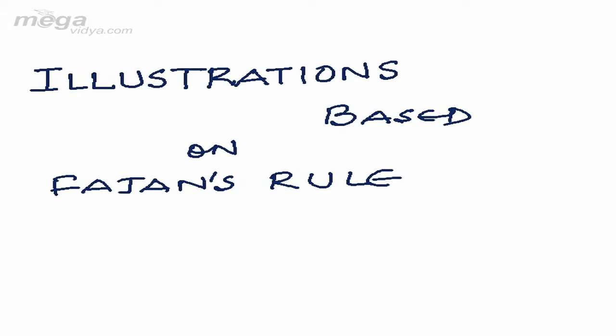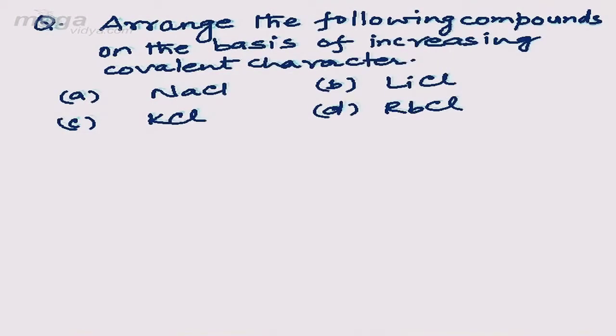Certain questions based on Fajan's rule. In Fajan's rule we have already discussed polarization. Now let's see here. We have to arrange the following compounds on the basis of increasing covalent character.